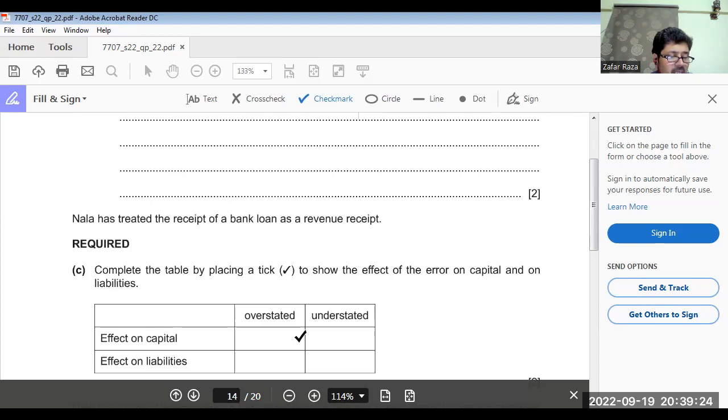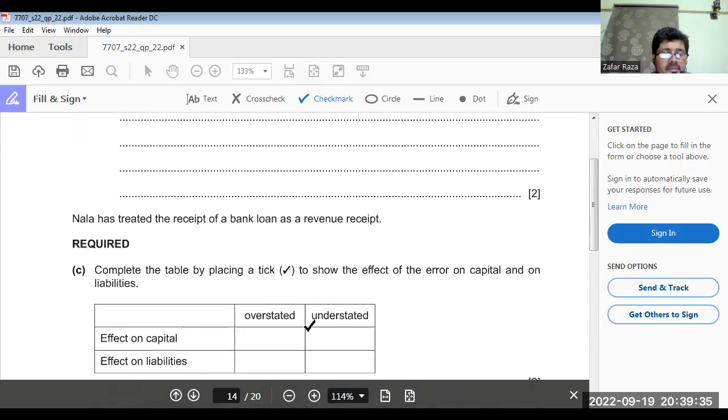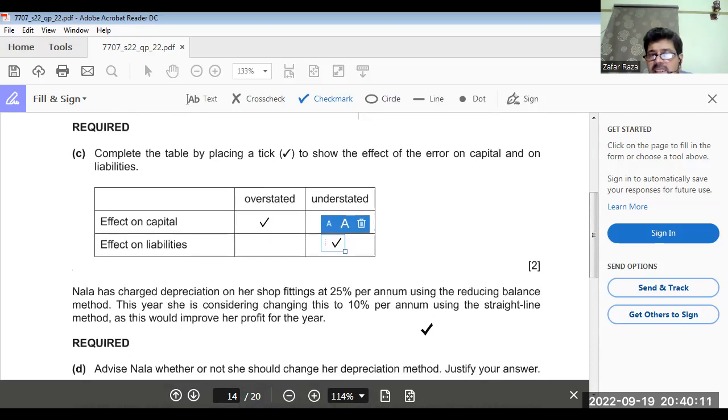Okay, now when I treat the receipt of a bank loan as a revenue receipt, it means an effect on capital. Nala has treated it as a revenue receipt. Revenue receipt means the bank loan is not a liability. So that means capital is going to be overstated and liability is going to be understated. Because revenue receipt means your profit is increased and your liability is decreased.